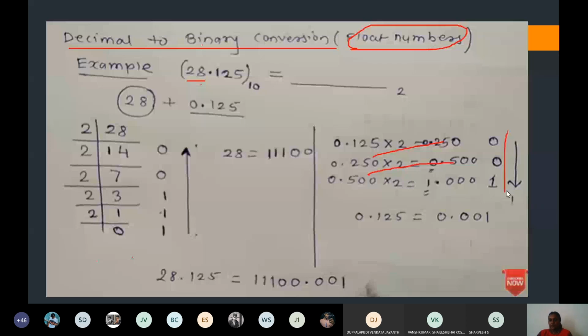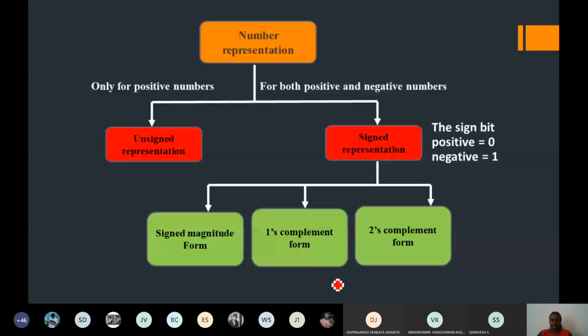So that 0.001. So what you will do, you will concatenate this and this to represent the value for 28.14125 as 11100.001. So this is how you will convert the decimal to binary number.